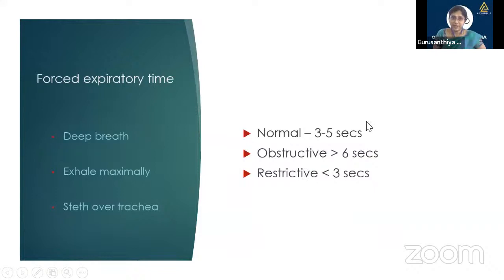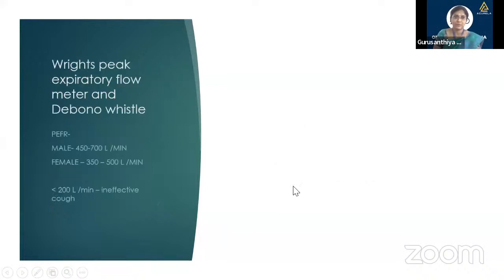Then forced expiratory time. What we ask the patient to do is take a deep breath and hold the breath. Then ask the patient to exhale maximally. When they exhale, you place a stethoscope over the trachea and measure over how many seconds the patient is actually exhaling. Its normal value is 3 to 5 seconds, and if the patient is exhaling for more than 6 seconds, it means it's an obstructive disorder. And if the breath stops below 3 seconds, then it means it's a restrictive disorder.